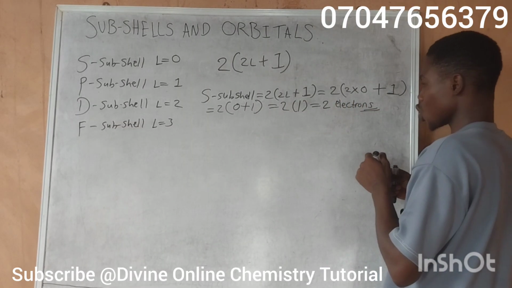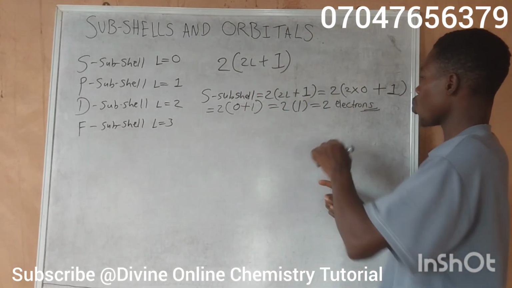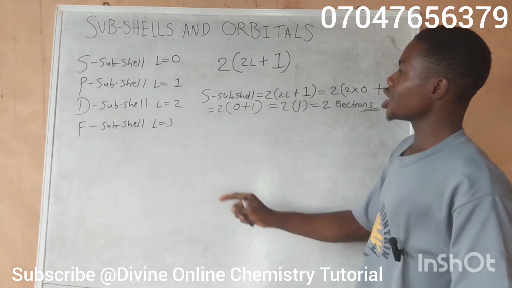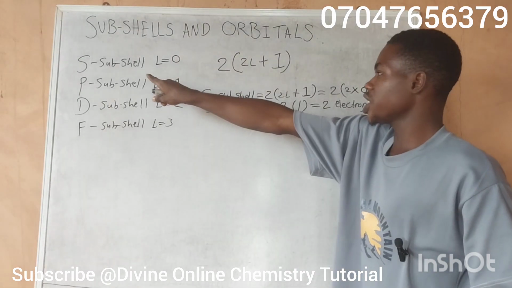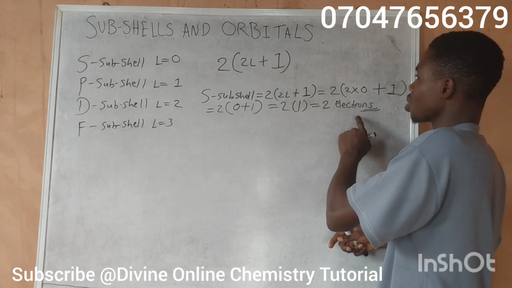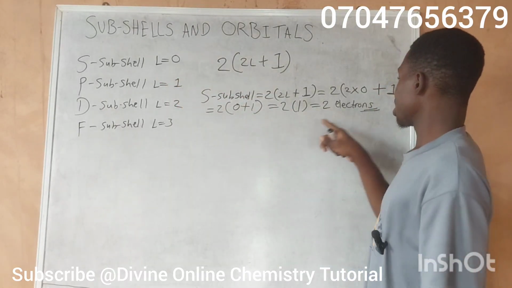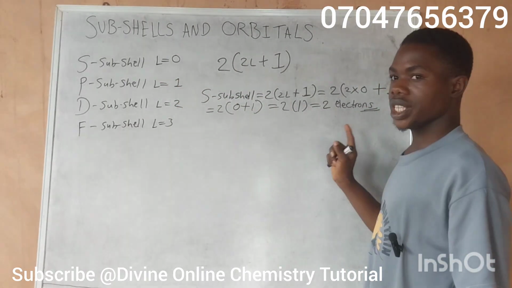2 electrons. So you can see that using this formula 2 into bracket 2L plus 1, we can calculate the maximum number of electrons that each of these subshells can carry. We calculate for the first subshell, which is the S subshell, and we got 2 electrons. So the maximum number of electrons that the S subshell can carry is 2 electrons. Please take note of this.